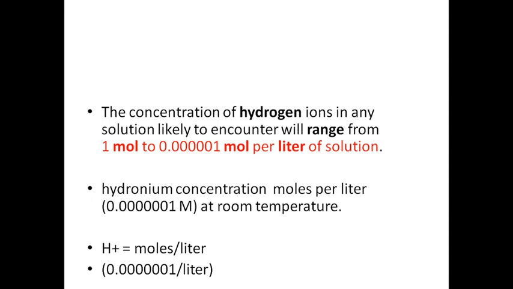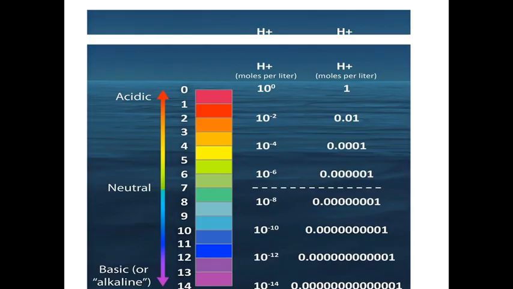This is a wide range of density. The concentration of hydrogen ion in any solution or any substance likely to be encountered ranges from 1 mole to 0.000001 mole per liter of solution. It's normally identified in moles per liter. That's why hydrogen ion concentration is taken into consideration for identifying the pH level of a soil or any substance.